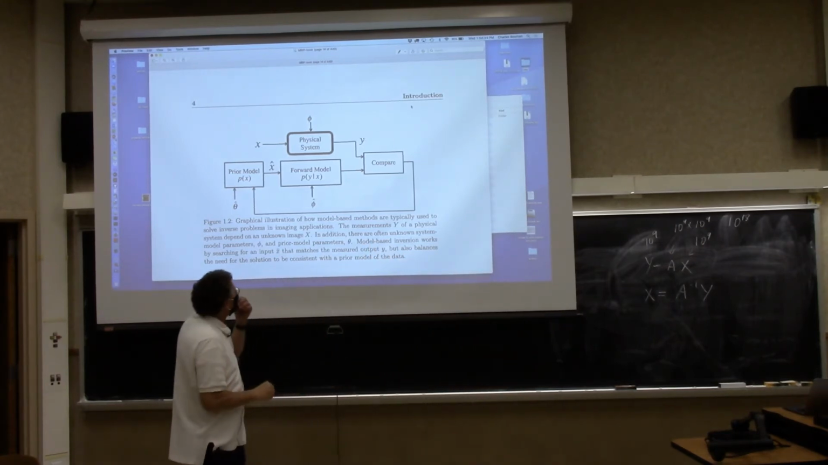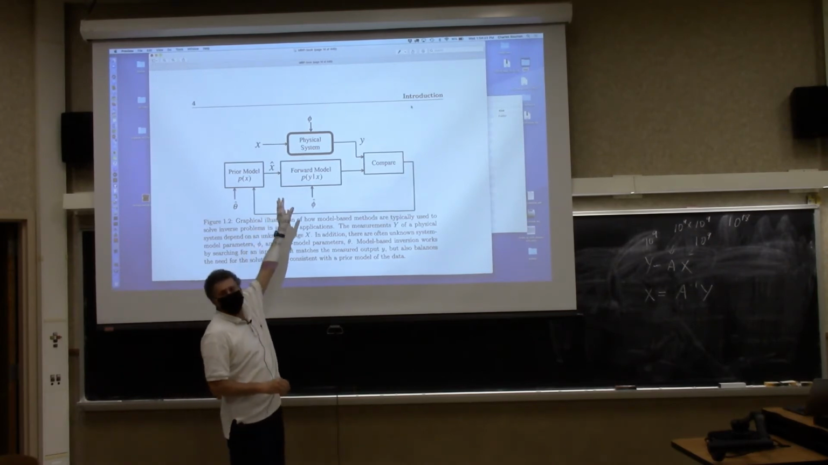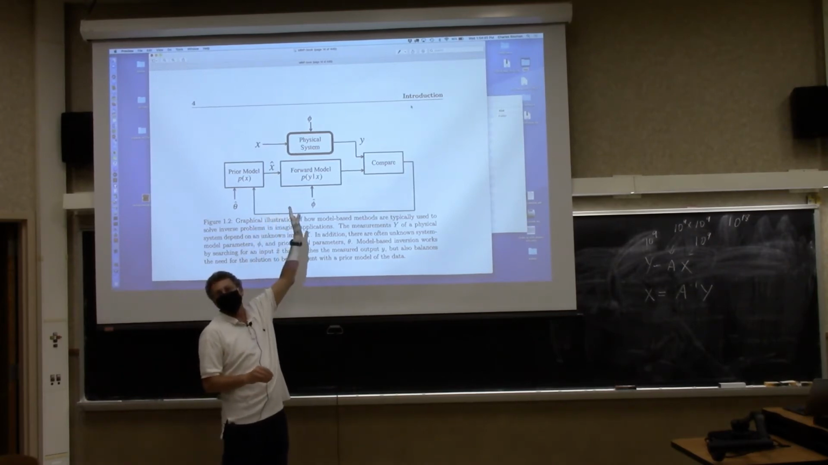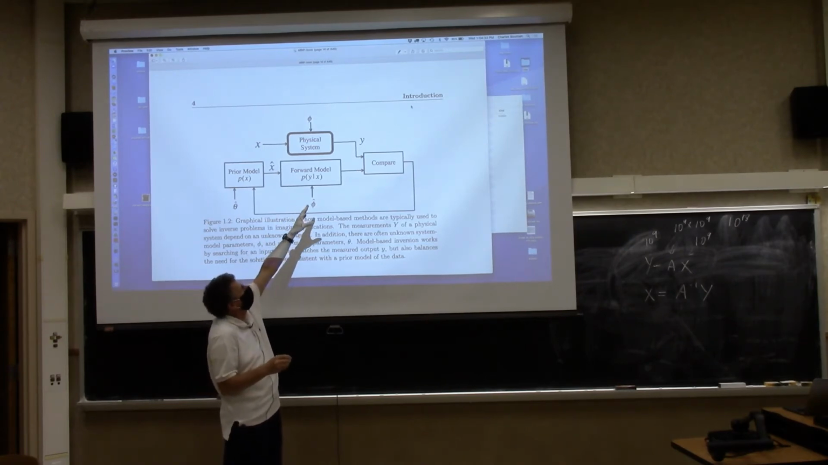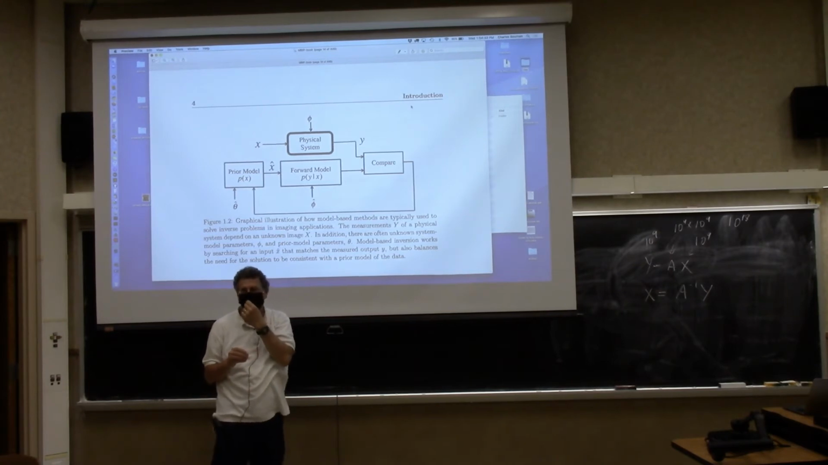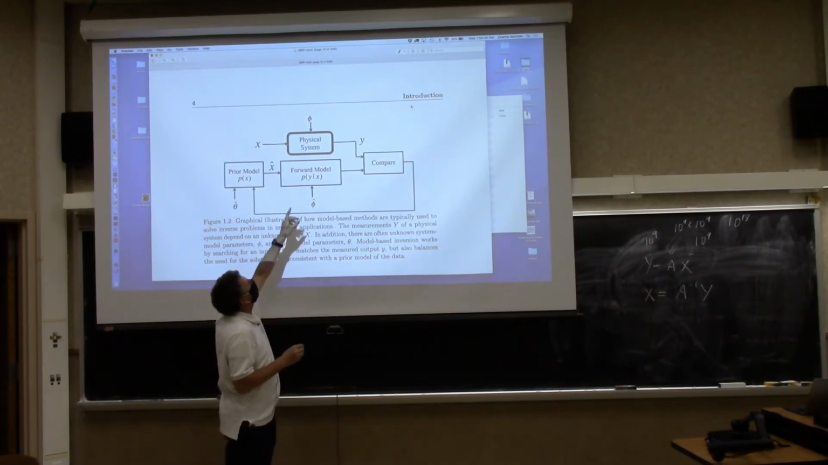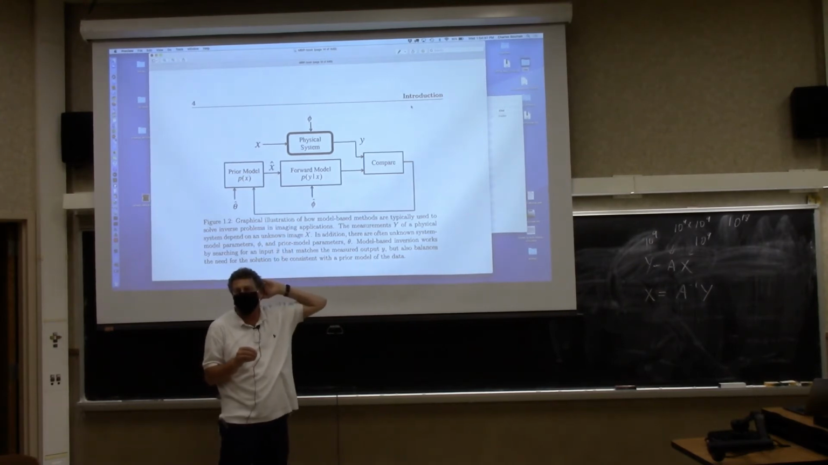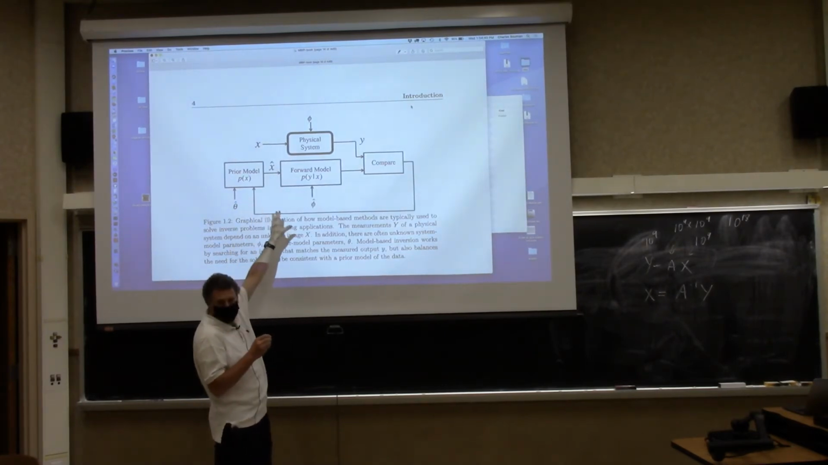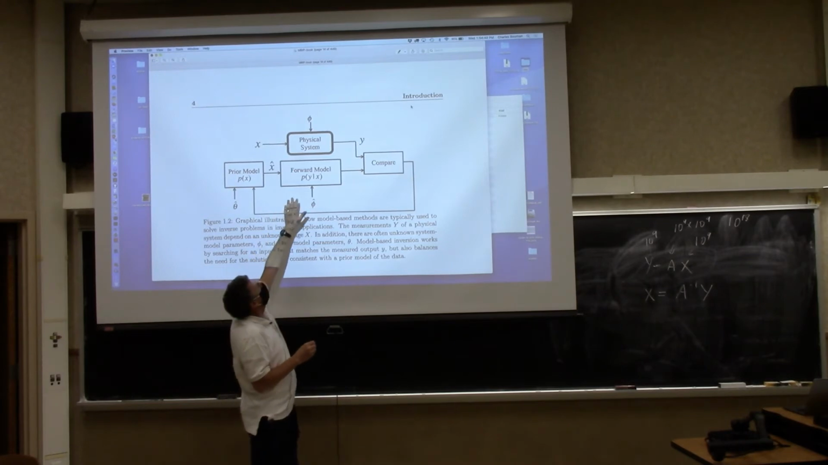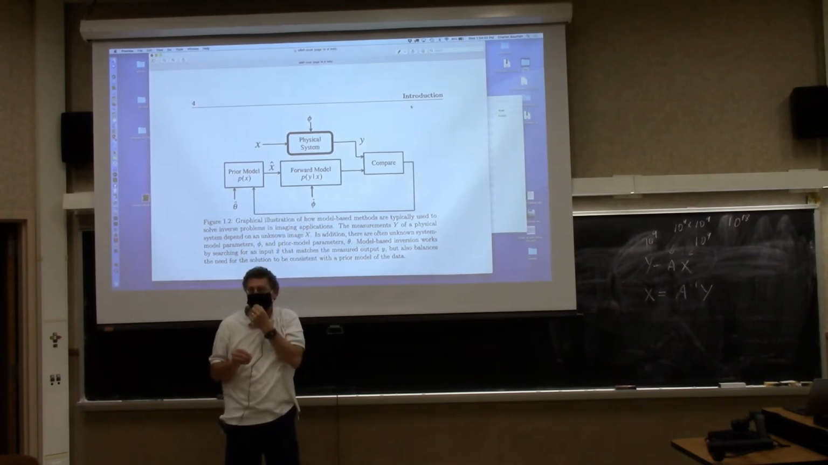First of all, the thing on the top, that's your physical system, okay? We won't really talk about that explicitly in this class because we'll just assume we have the data. The output of the physical system is Y. That's the data we have, okay? But it's important to keep in mind that there was a physical system out there that produced the data, okay? And then our goal is to recover X. And then we have this mathematical model here, okay?